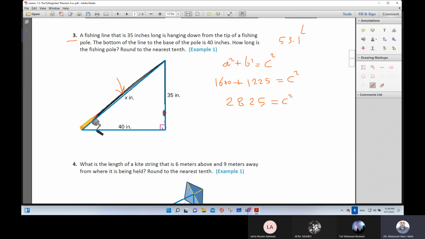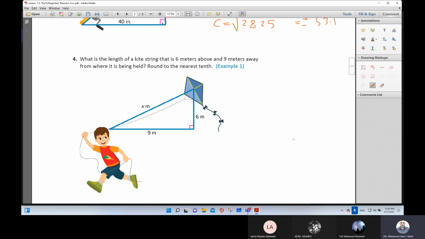equals C squared. So to find the value of C, find the square root of 2,825. You will get two values, negative and positive. So the answer would be about 53.20. Excellent, Latifa. I will add to you 2 marks, Latifa. Great work. Okay, I want all of you to read number 4.